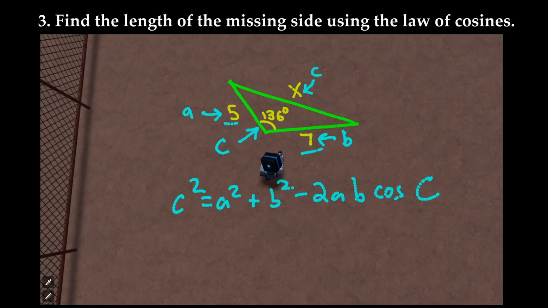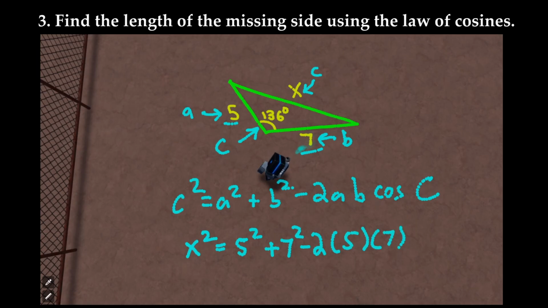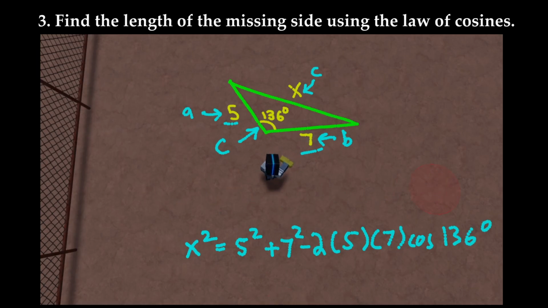Now let's plug these all in and solve. So c squared, that's side c, which is just side x. x squared is equal to a squared, which is 5, so 5 squared. b squared is 7 squared. Minus 2 times 5 is a, 7 is b. And then cosine of angle c, which is 136. And then now we just need to compute this.